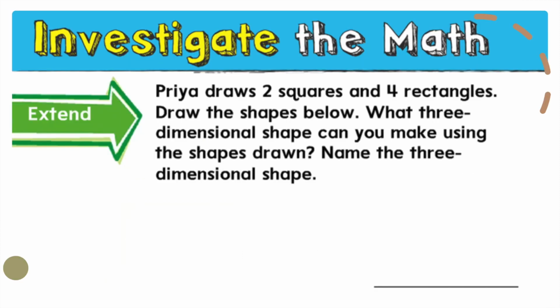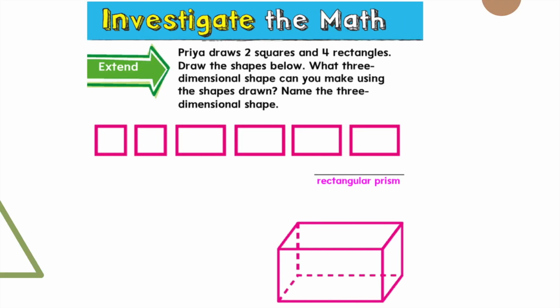Thinking about what we just learned, let's go ahead and solve this problem. Priya draws 2 squares and 4 rectangles. Draw the shapes below. What 3-dimensional shape can she make using the shapes drawn? Name the 3D shape. So she draws 2 squares and 4 rectangles. She has 2 squares and 4 rectangles, she can make a rectangular prism.